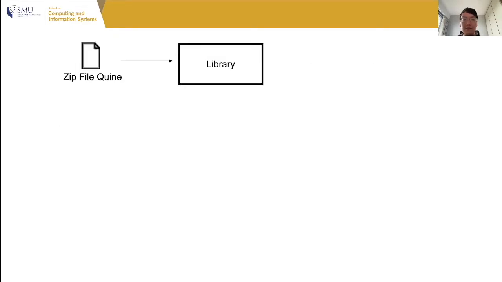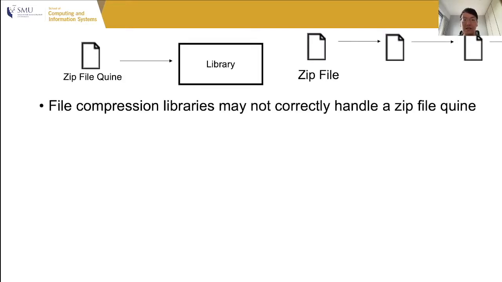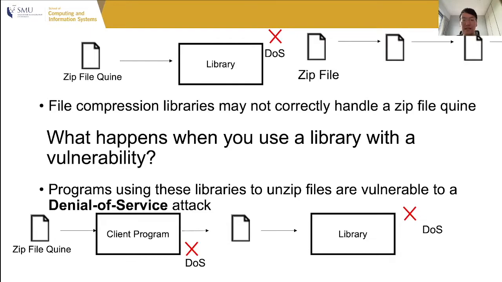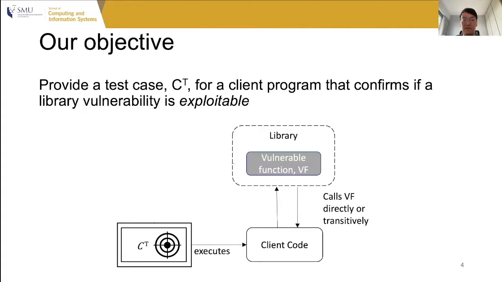If a zip file library does not correctly handle a zip file quine, then it is vulnerable to a denial of service attack. And in turn, if we were to use a library containing such a vulnerability, we would also be susceptible to a denial of service attack if it is possible for our client program to pass a zip file quine to the library. Therefore, it is important for developers to be aware of such risks.